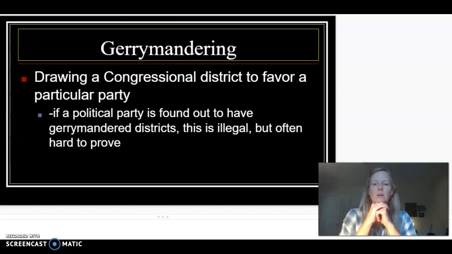I don't know why it's not working. There you go. It's going to be on the test. Know it. If a political party is found out to have gerrymandered districts, this is illegal. Districts will have to be redrawn. Can be hard to prove.